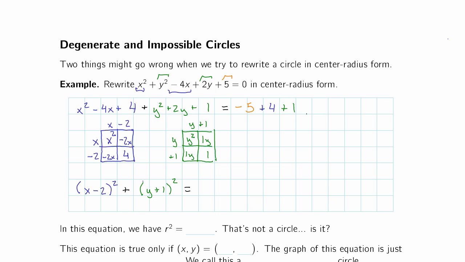But then when I add up all the numbers on the right-hand side, I get 0. My radius squared is 0. My radius is 0. That's not a circle, is it?